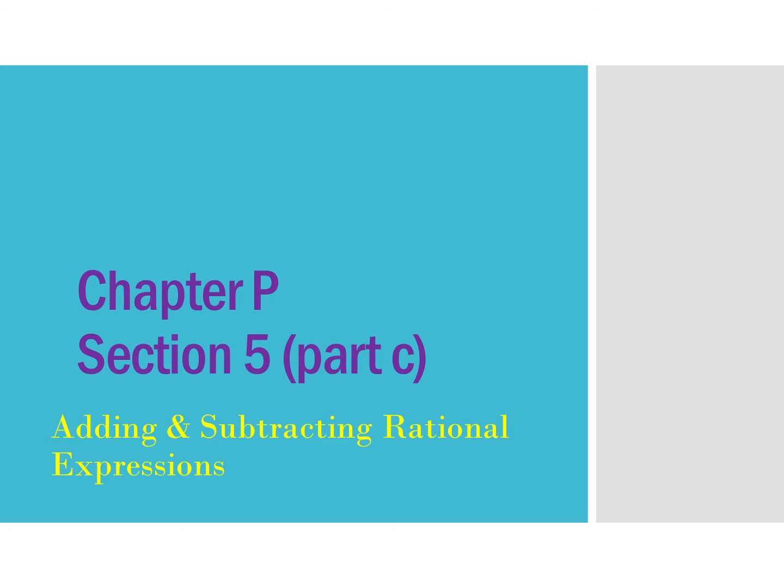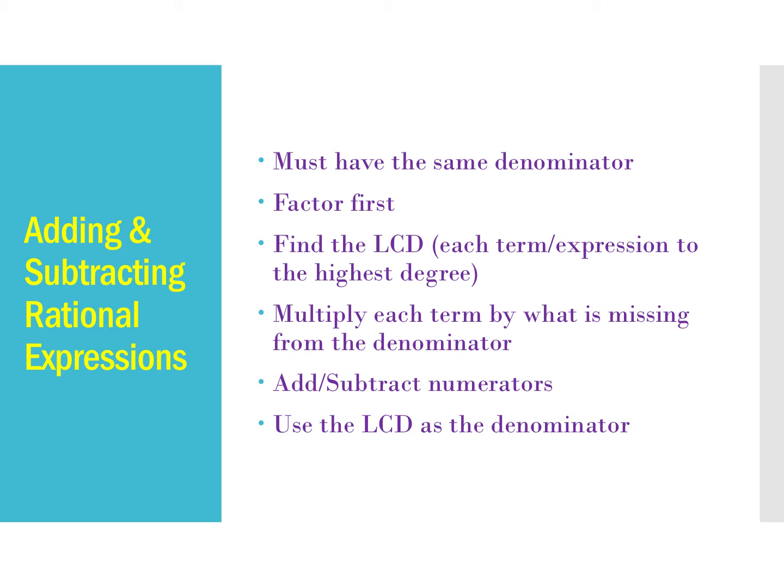P5 Part C notes cover adding and subtracting rational expressions. So it's a lot to do with what we've been doing. There's still the factoring and stuff like that involved, except now instead of multiplying and dividing, we're adding and subtracting these fractions, okay? So the general idea is that they have to have the same denominator, just like adding and subtracting any kind of numeric fraction.